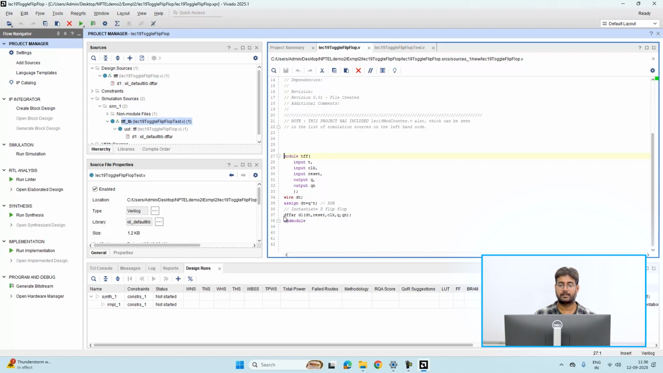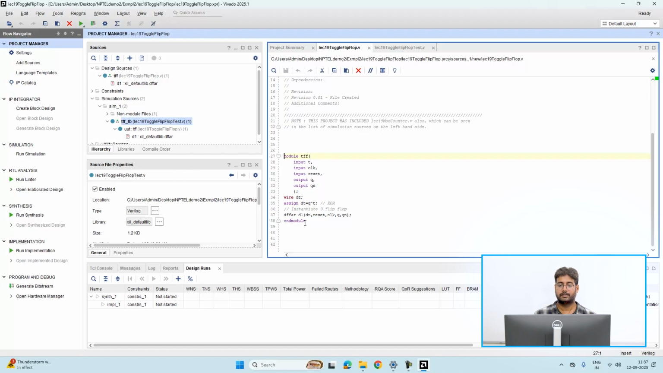This DFFAR is the asynchronous D flip-flop that we demonstrated in the previous example. Its output Q, when XORed with the input to the T flip-flop, gives a value that is assigned to dt.